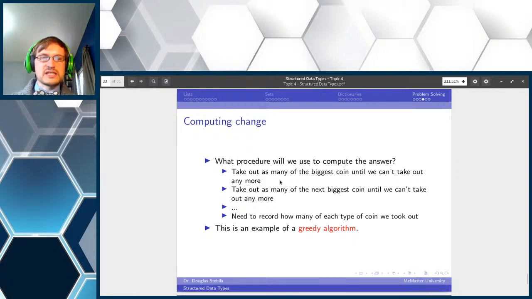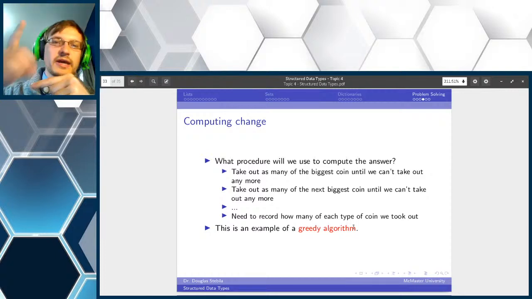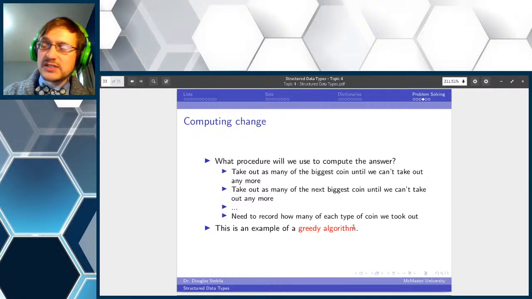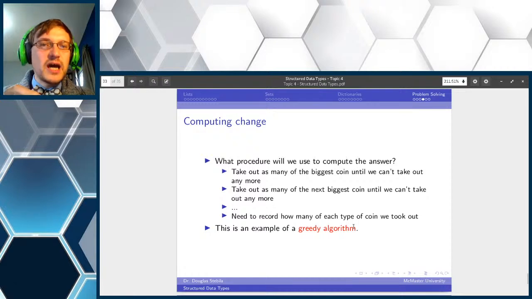Anyway, again, the general procedure we used was to take out as many of the biggest coin as we can until we can't take out any more. Take out as many of the next biggest coin until you can't take out any more, etc., and record how many of each coin we took out. That's the purpose of the dictionary. So this is an example of something called a greedy algorithm. Greedy algorithms are a solution to this type of problem, but they're not the only solution. The reason we call it the greedy algorithm is because on each iteration through the loop, each coin denomination is taking as much out of the target value as it can before it moves to the next one. This does not guarantee an optimal solution, but it will arrive at a solution.